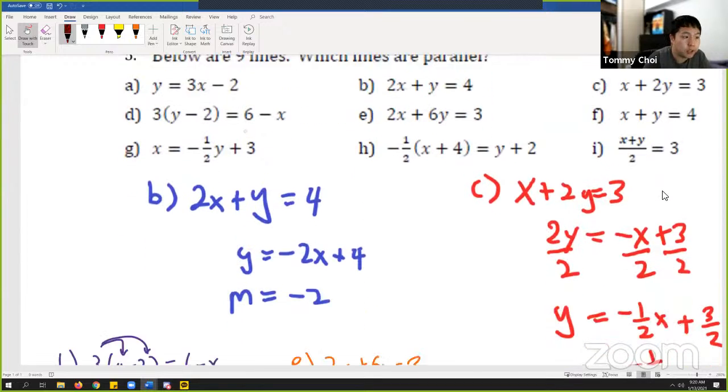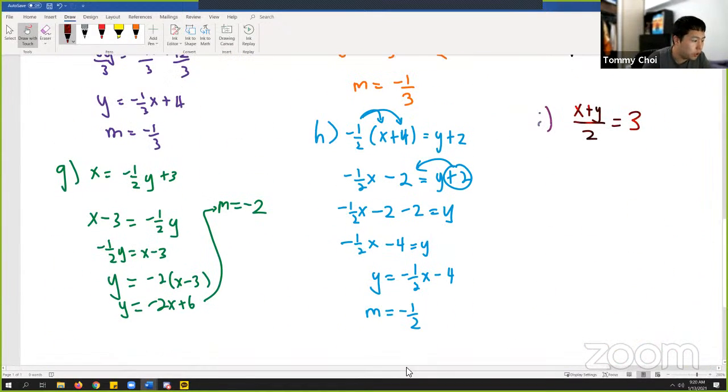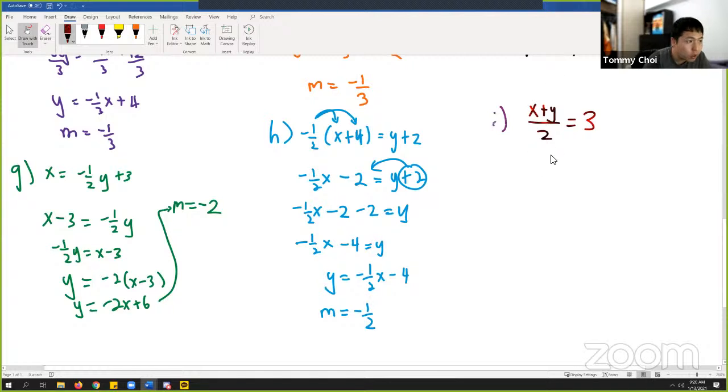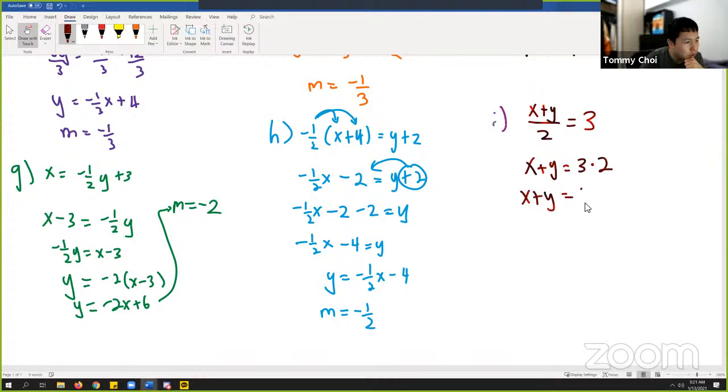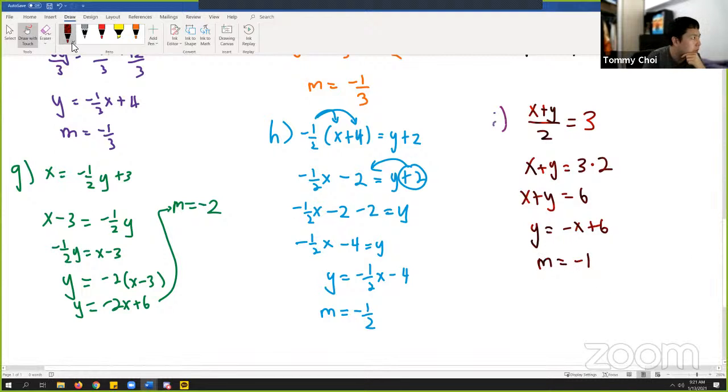Yes, I will zoom out at the very end. Don't worry. So for the last one here, for question I, we want to get rid of the 2 first. Remember, whenever we have a fraction with multiple operations at the top, there's invisible brackets. So we always multiply out the denominator first. So we're going to get x plus y is equal to 3 times 2. In doing so, I'm going to get x plus y equals 6. Then we move the x to the other side. I'm going to get negative x plus 6. So the slope is negative 1.